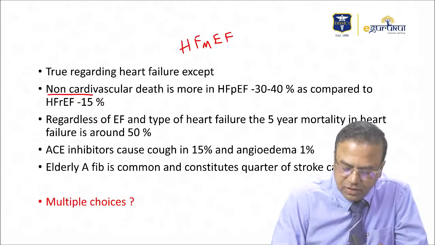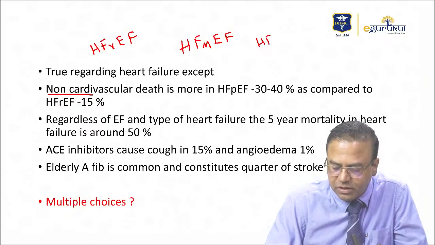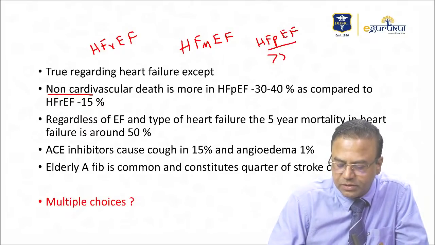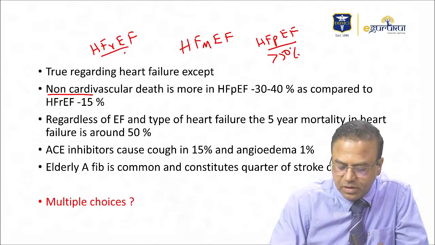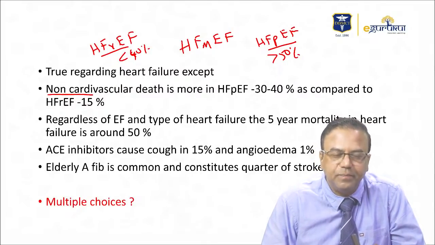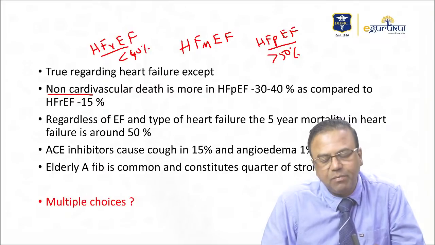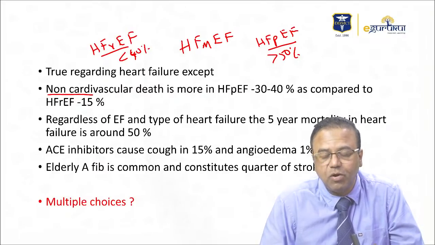So we have three now: heart failure with reduced ejection fraction, when the ejection fraction is less than 40%; heart failure with preserved ejection fraction, when the ejection fraction is more than 50%; and in between, what we refer to as the mid-range ejection fraction. Now, all these three are heart failure. Heart failure frequency is increasing all across the world, and particularly in developed countries, this is one of the leading causes, one of the important causes of death.